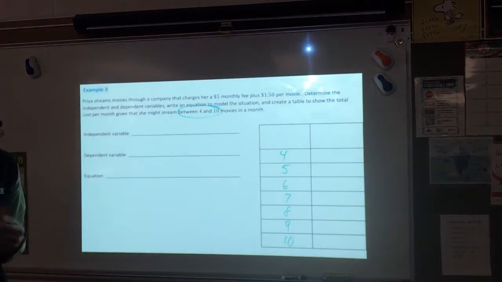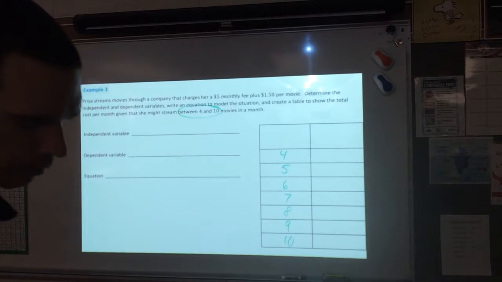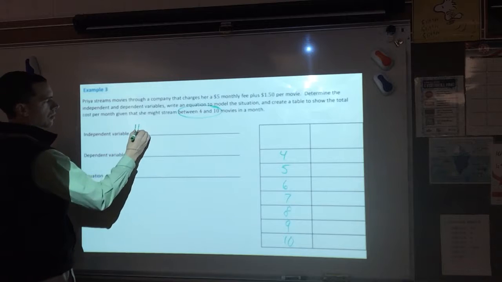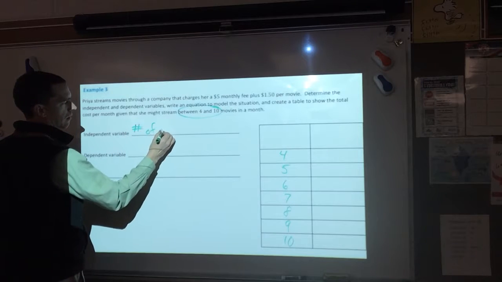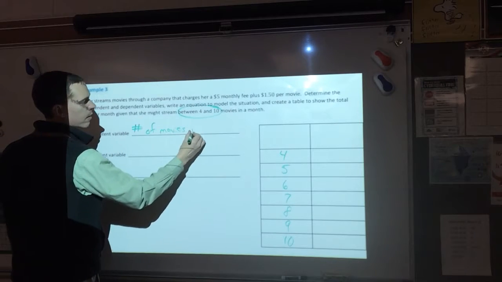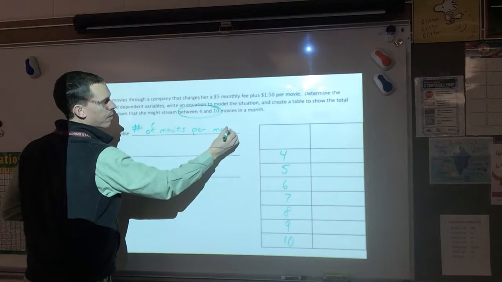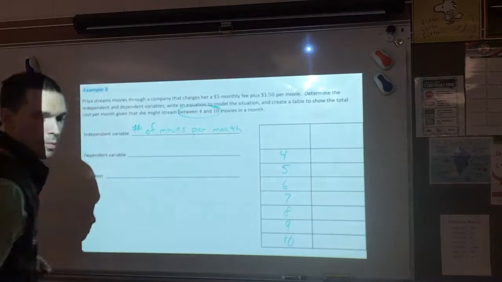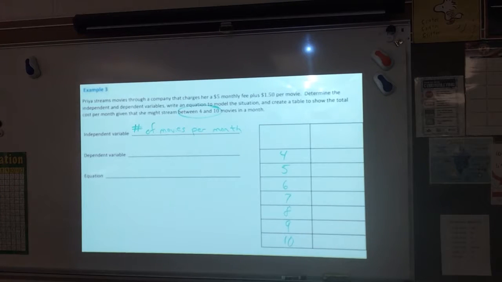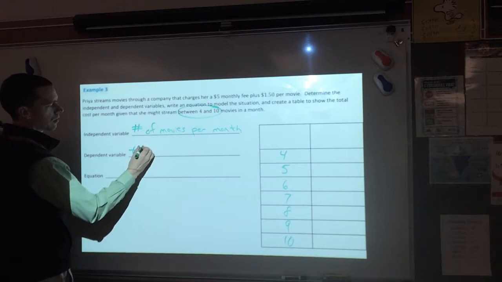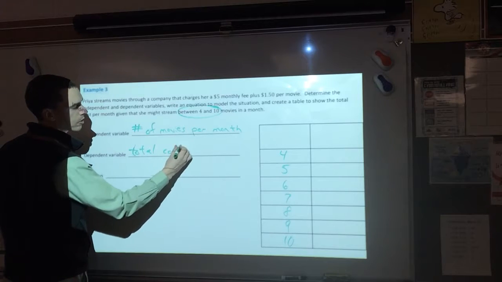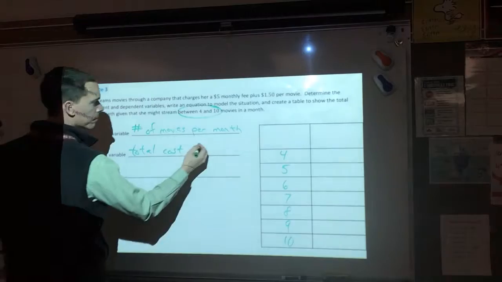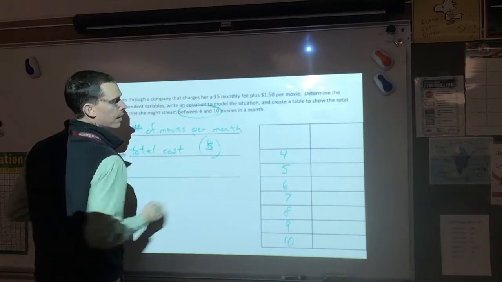What is the independent variable here since we're not dealing with time? The amount of movies per month. What do we see there? We see a ratio back into play again. And the dependent variable, well, it's going to be the total cost. We've got to find out just how much money it's going to be for the course of the month.